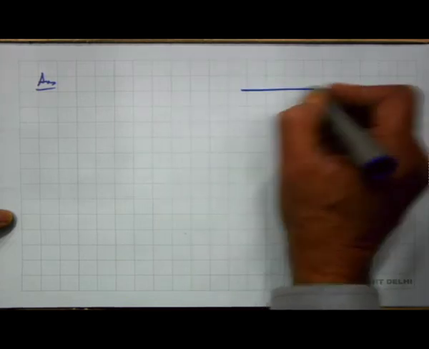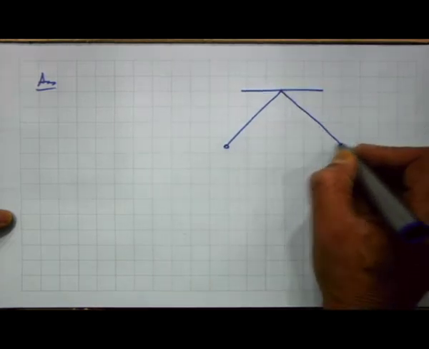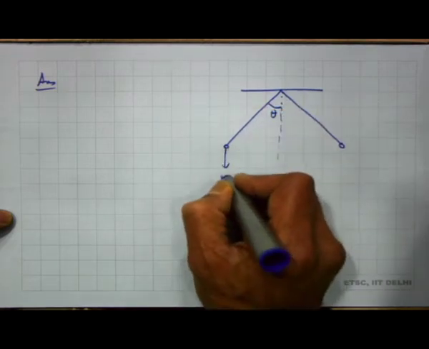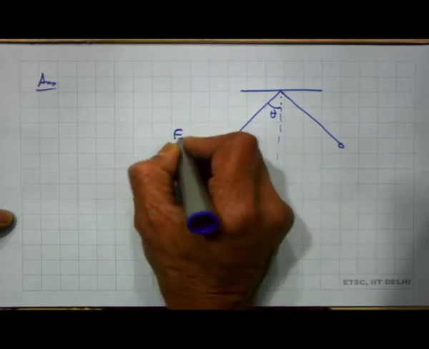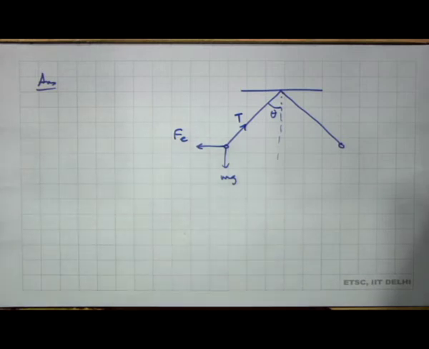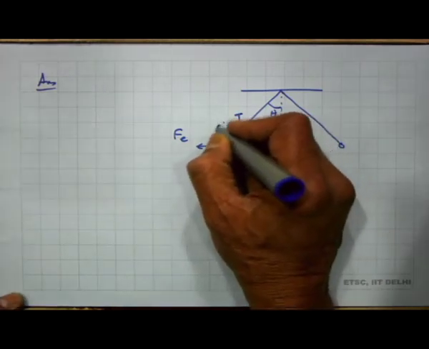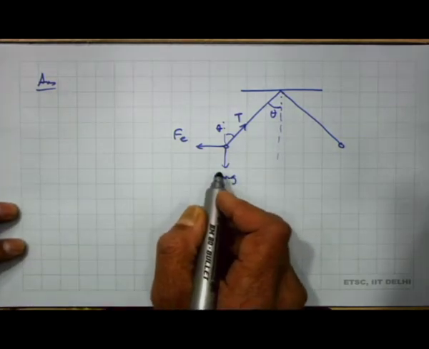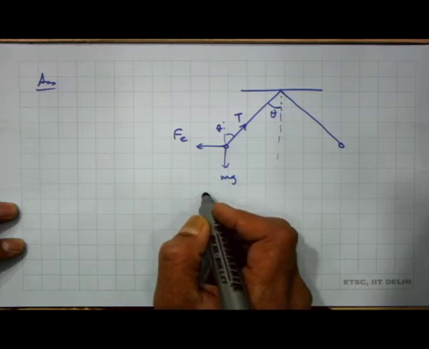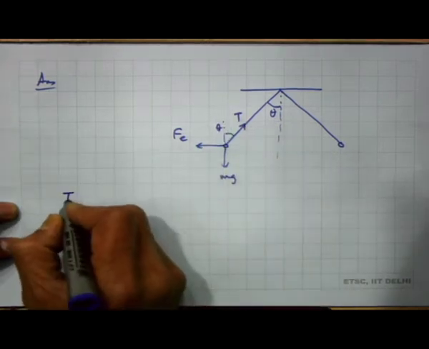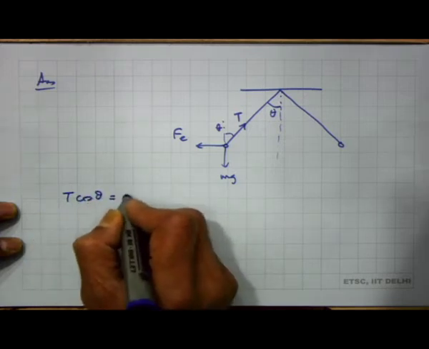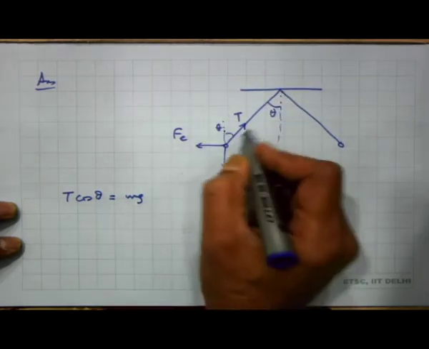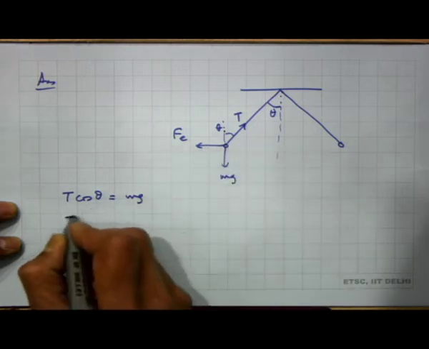To solve this, I must write down the force balance equations. Let me draw the figure again here. You have one charge here, another charge here, that is the normal, this is theta. There is a force mg acting here, there is an electrostatic repulsive force acting here, and there is a tension on the string. If I draw a perpendicular here, this is also theta. At equilibrium all the forces must balance each other. If I look at the vertical component, I have T cos theta is equal to mg. T cos theta is the component of the tension in this direction, so that must balance mg, and the component along the horizontal direction must balance the electrostatic repulsion.